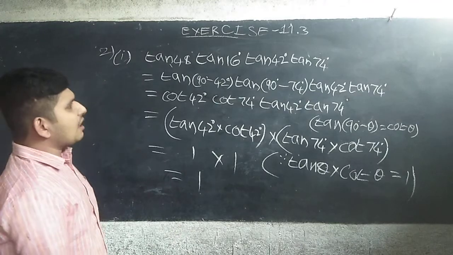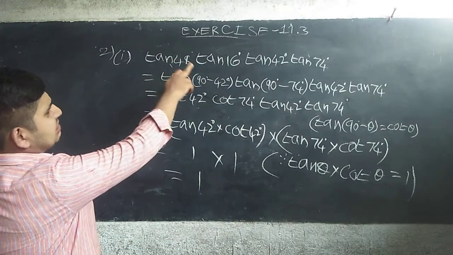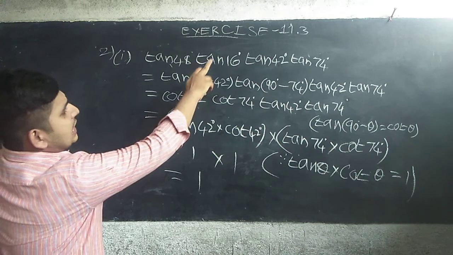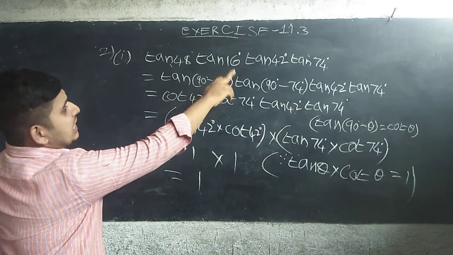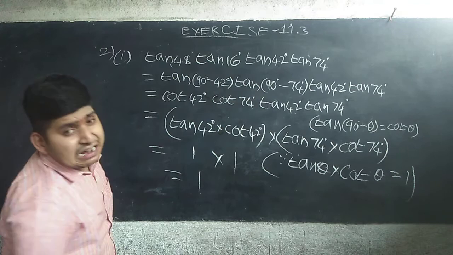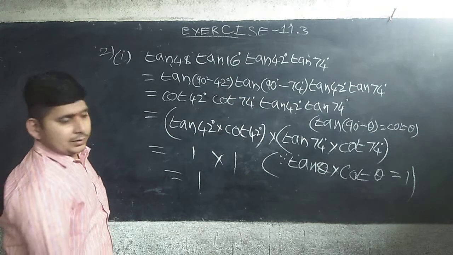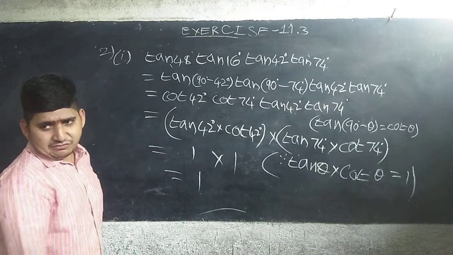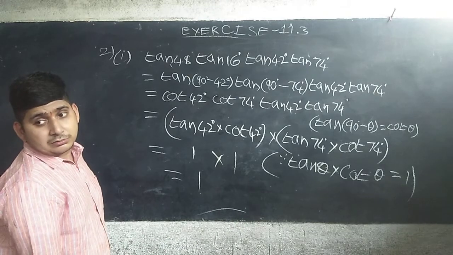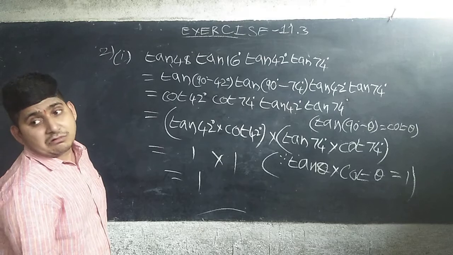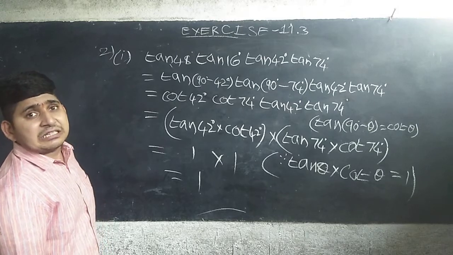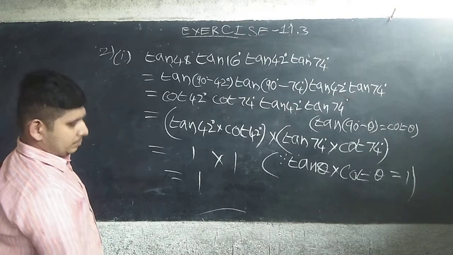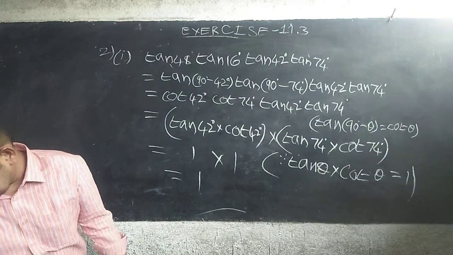Okay, therefore tan 48 degrees into tan 15 degrees into tan 42 degrees into tan 74 degrees equal to 1. That conclusion we have to write here, after completing the problem. Okay, now the second problem we are going to discuss.